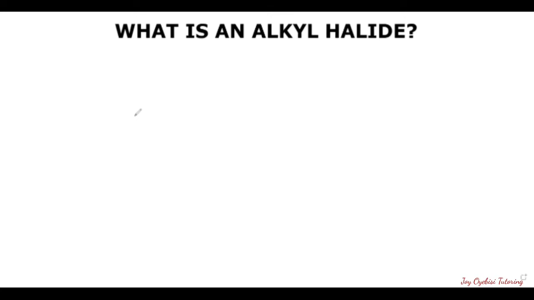So, for example, the first alkane, which is methane, CH4, when it loses one hydrogen, it gives us a methyl group.